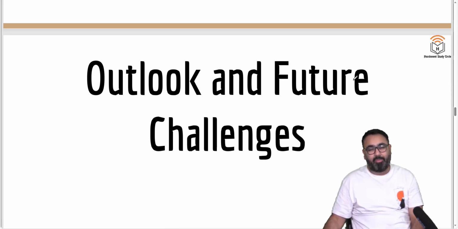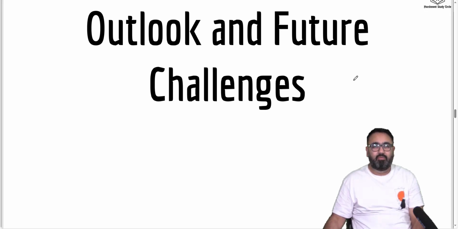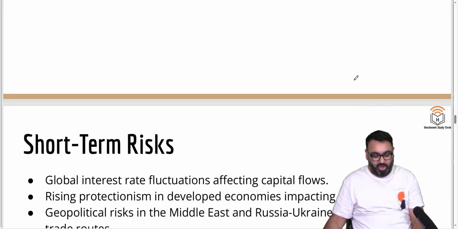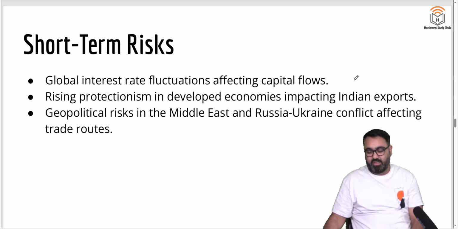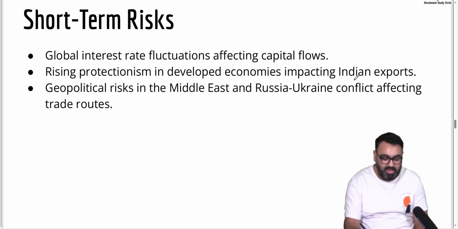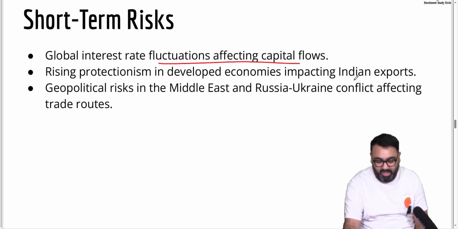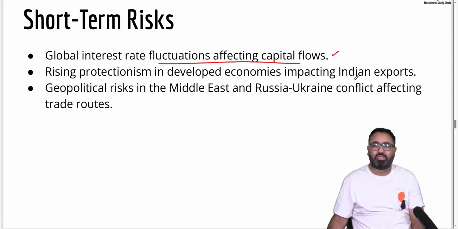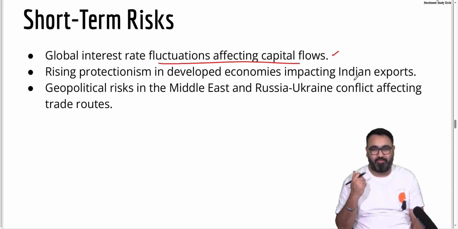At the same time, the economic survey says there are a few challenges that we have to contend with for our FDI and FPI to remain strong. First, short-term risk. The biggest short-term risk, as per this chapter of the economic survey, is that interest rates globally are fluctuating, meaning that as soon as a better interest rate is offered in some other country, FPI investments can come out of the country and go there. That's a big problem with fluctuations.